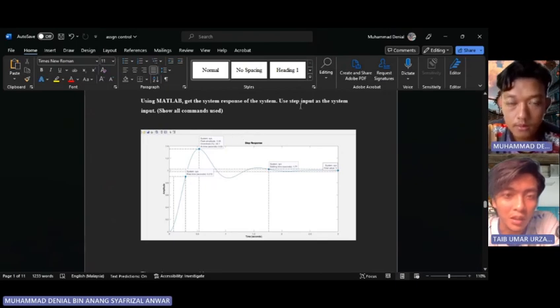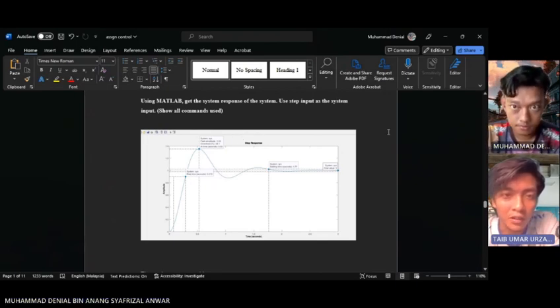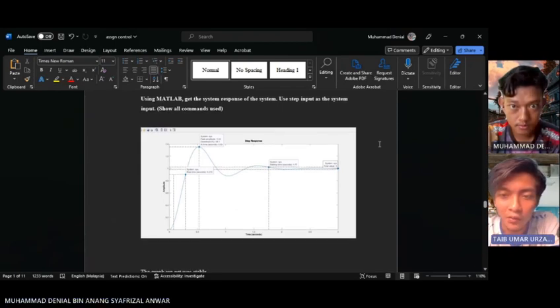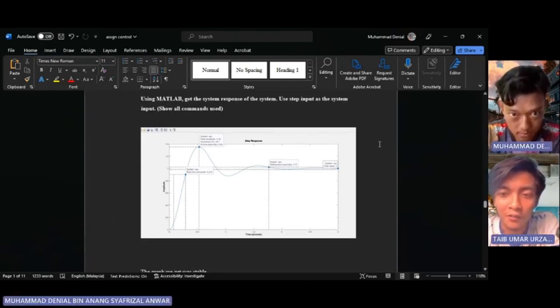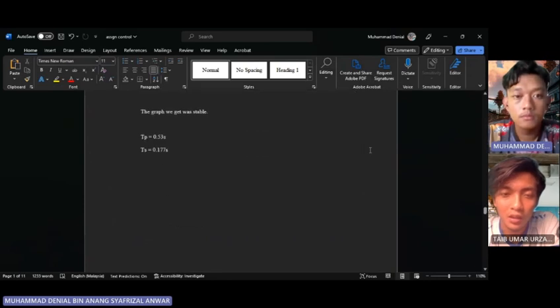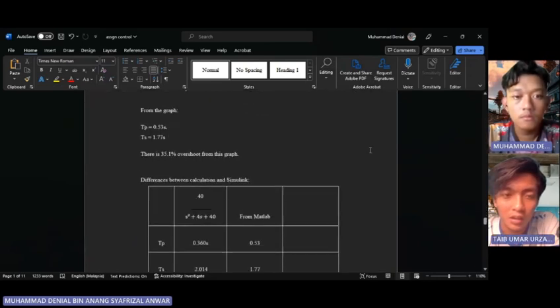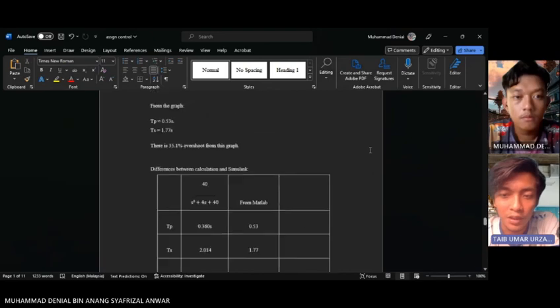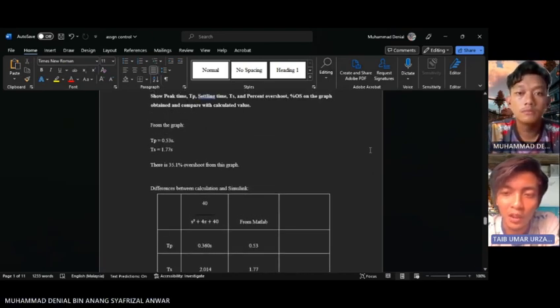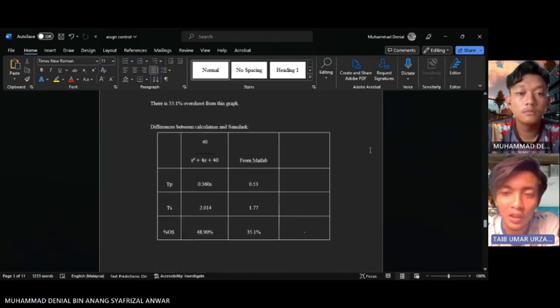By using MATLAB, this is our graph for the system input. As we can see from the graph, the system is stable, and this is an underdamped wave. So from this graph, we have two differences between the calculation and the simulation.